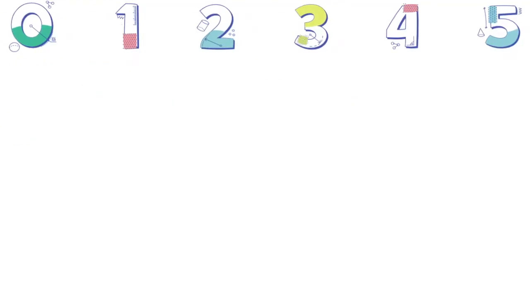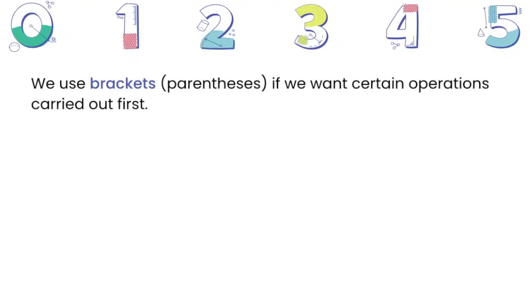The first one is brackets or parentheses. We use brackets if we want certain operations carried out first, but we aren't able to rearrange the whole equation. Okay, got that? Do operations in brackets or parentheses first, then multiplication, then addition. That's it. Well, hang on a second.